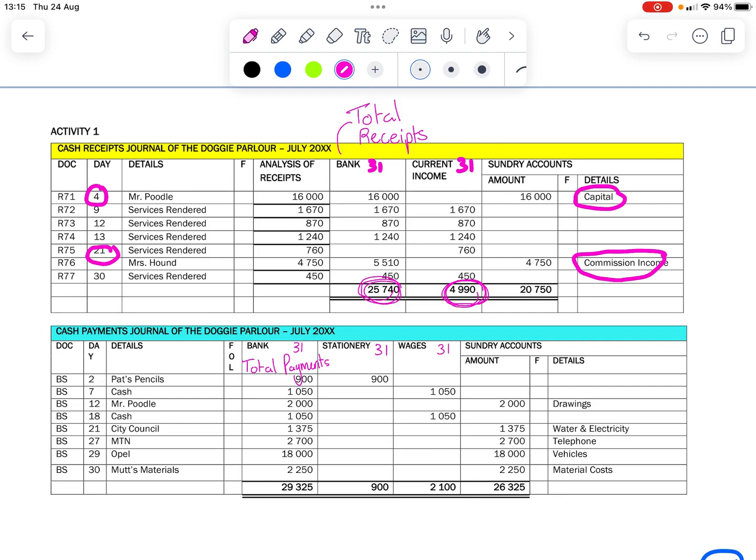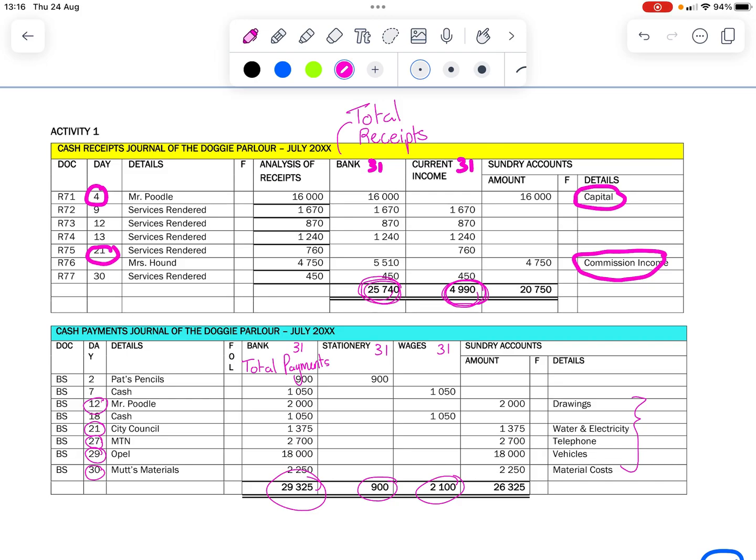But then, for our drawings, on the 12th from Mr. Poodle, our water and electricity on the 21st, our telephone on the 27th, our vehicle on the 29th, and on the 30th, material costs. Each of these sundry accounts, the date that the transaction took place on, as I've circled, will be important. Total payments, we'll take the total of our bank column. Stationery, we take the total. Wages, the total of each column.